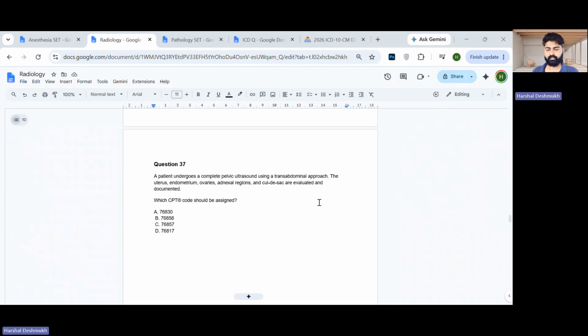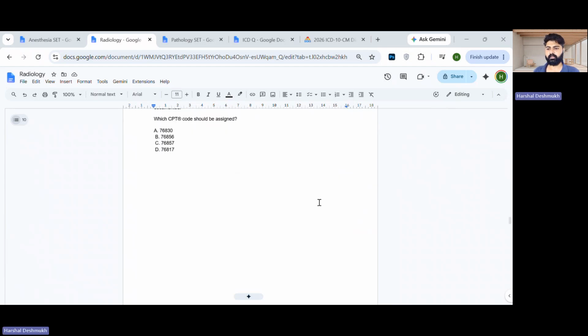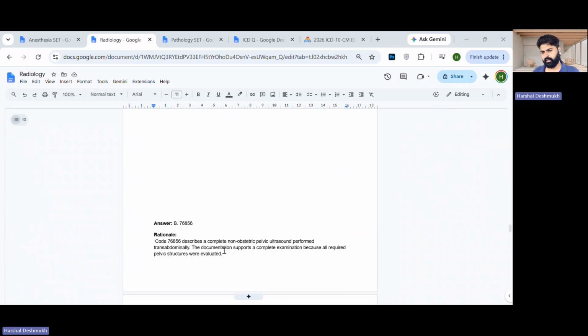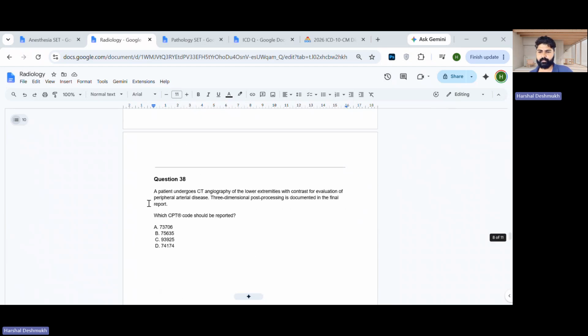All right, the answer to this question is option B, 76856, as it describes a complete non-obstetric pelvic ultrasound that is performed trans-abdominally. Moving on to the next question. A patient undergoes CT angiography of the lower extremities with contrast for evaluation of peripheral arterial disease. Three-dimensional post-processing is documented in the final report. Which CPT code should be reported here?